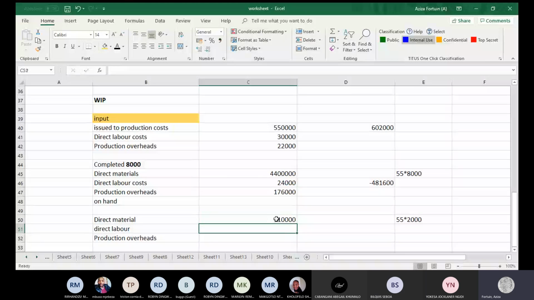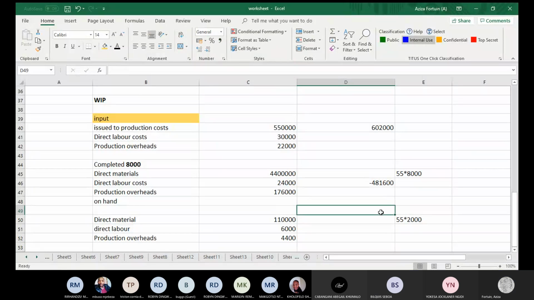Direct labor: that's the 30,000 minus the 24,000, which is 6,000. And production overheads, the same thing: 22,000 minus the 17,600. So that is 120,000.